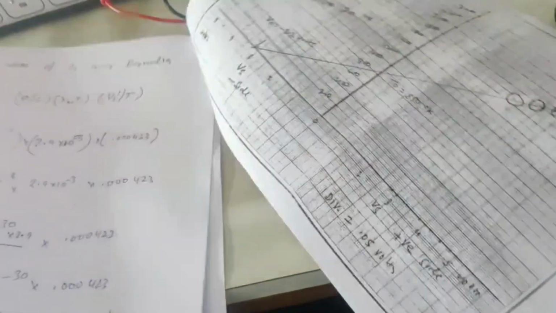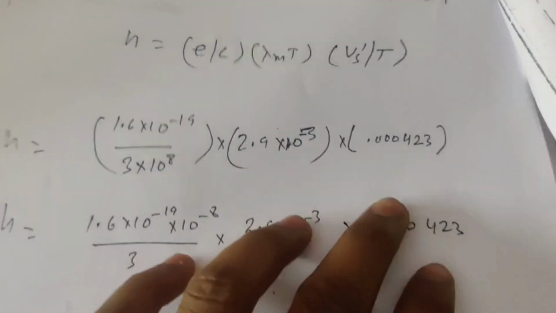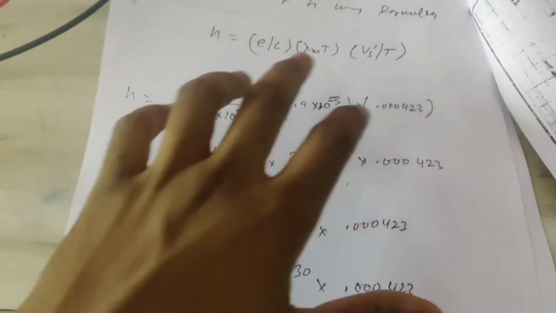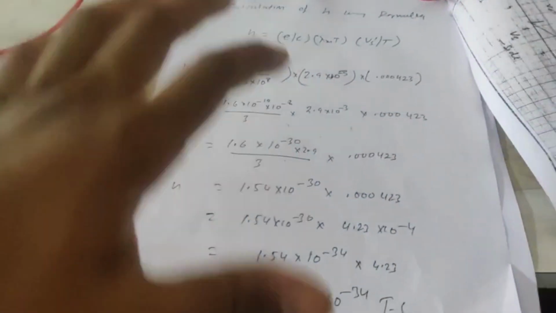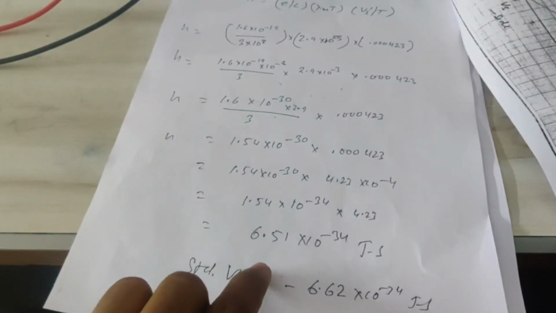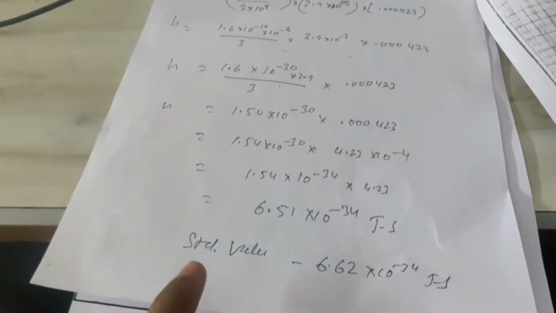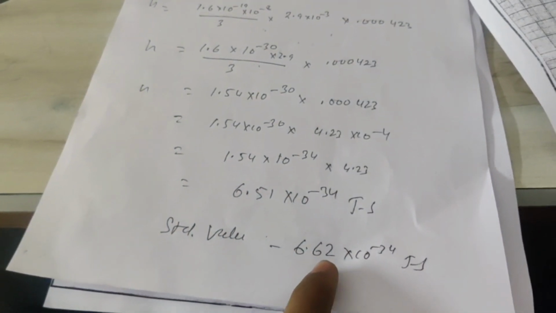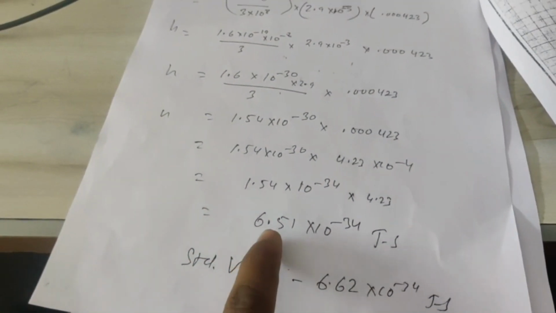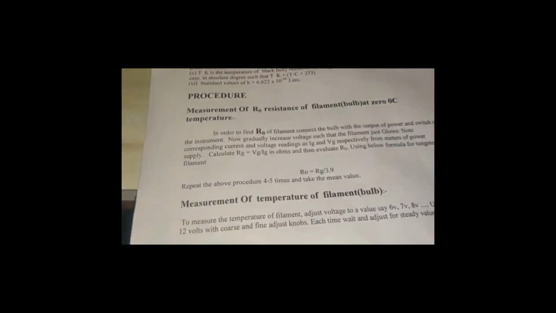And V dash upon T we have calculated. Now by putting this value into the formula, here is the value of our Planck constant. The standard value is 6.62 and we have calculated 6.51. Thank you.